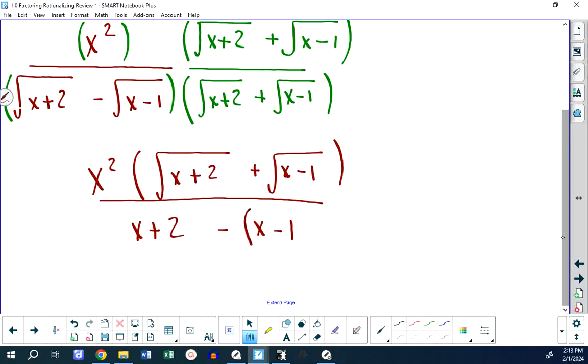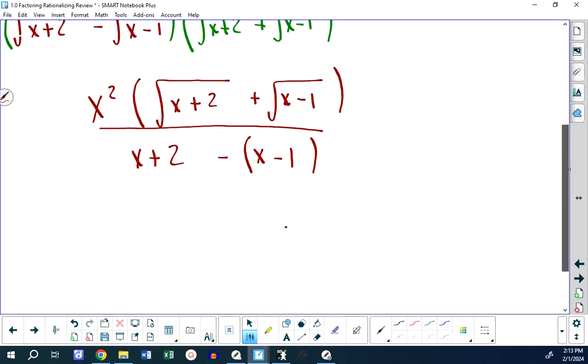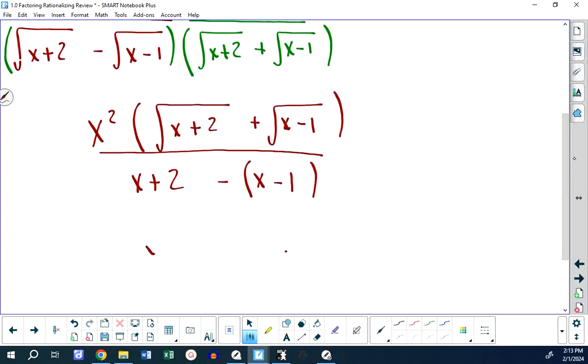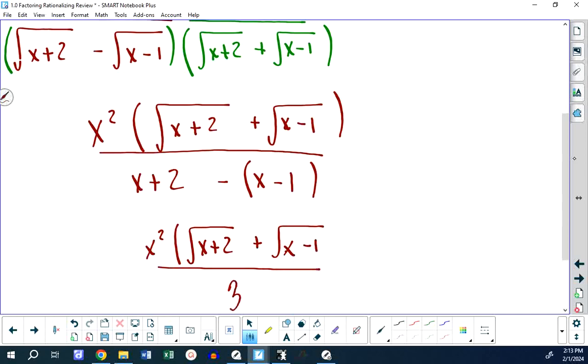So what we end up with is x squared, and then the root x plus 2 plus the root x minus 1, and it's over 3. Because x minus x is 0, and 2 minus negative 1 is 3. Nothing cancels, we're done. Okay. Any questions with that example?